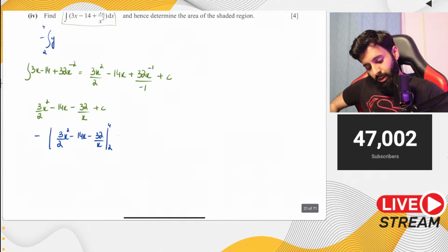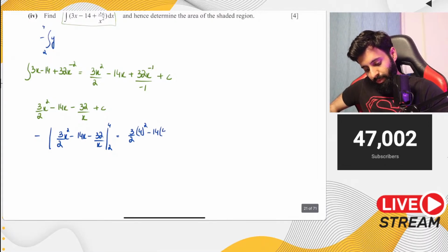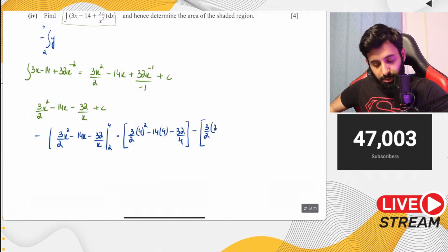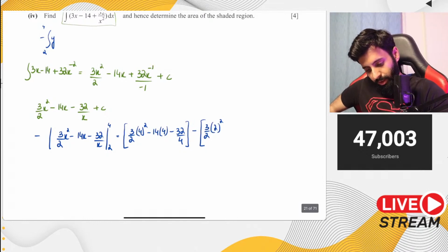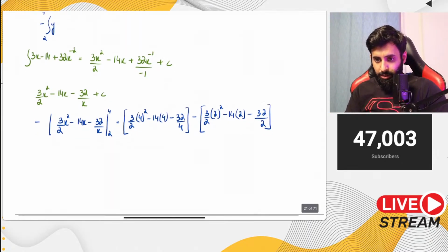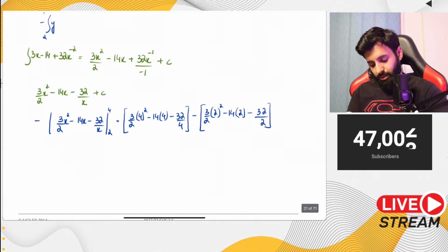Alright, so let's plug in the upper limit: 3 upon 2 into 4 squared minus 14 into 4 minus 32 upon 4. This is with the upper limit plugged in. And now let's plug in the lower limit, which means 3 upon 2 into 2 square minus 14 into 2 minus 32 divided by 2. So this is the lower limit plugged in. Don't we multiply by minus 1 for area above the curve? No, we multiply by minus 1 for area below the curve.